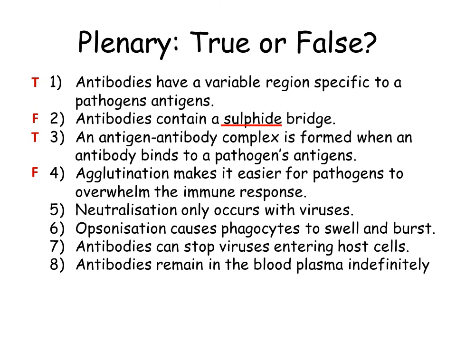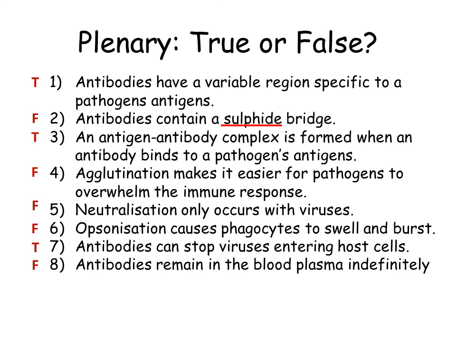Neutralisation only occurs with viruses. Not necessarily. Bacteria can release toxins, and they can be neutralised by the antibodies. Opsonisation causes phagocytes to swell and burst. No, it does the opposite. It actually causes the pathogens to swell and burst. Antibodies can stop viruses entering host cells. Well, that's true. And antibodies remain in the blood plasma indefinitely. That's false. Antibodies only remain in the blood plasma for as long as they're required.